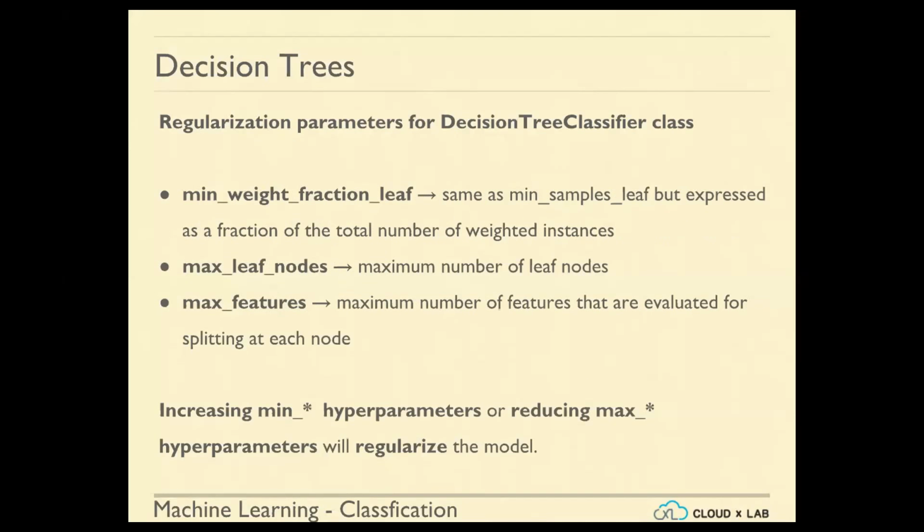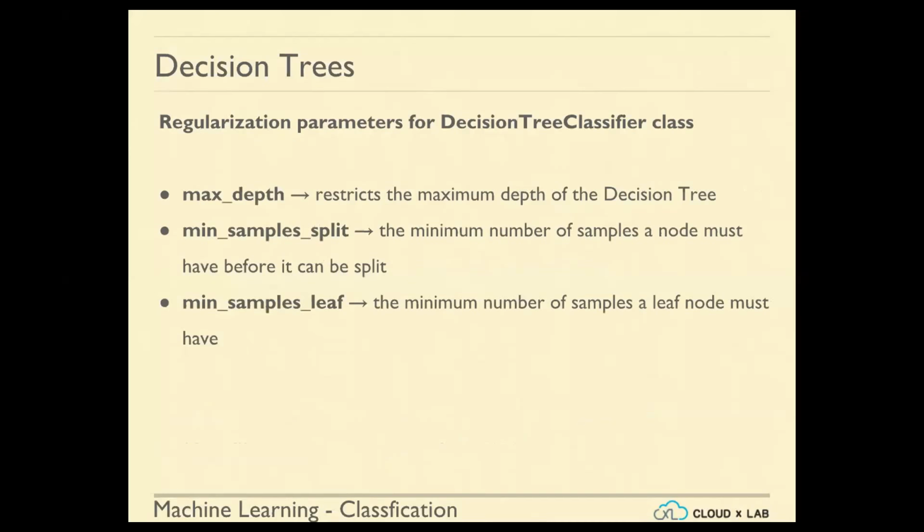Here also there is another parameter called maximum number of leaf nodes. Then there is something called max features, the maximum number of features that are evaluated for splitting at each node. So these are the various parameters that we can control.